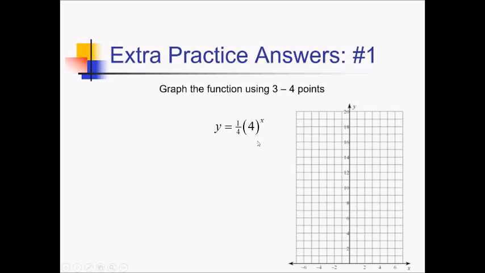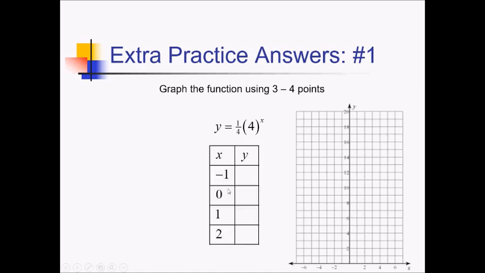So let's start by making a table, and for x values, we get to choose them. I'm going to choose the x values -1 through +2. So plug in all those in. We've got 1/4 times 4 to the -1. Well, that's really 1/4 times 1/4 because negative means reciprocal. So that's 1/16. And then if we plug in the 0 power, that's 1/4 times 4 to the 0, or just 1/4 times 1, which is 1/4.